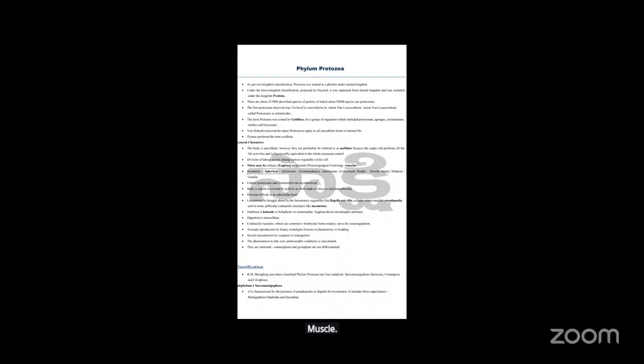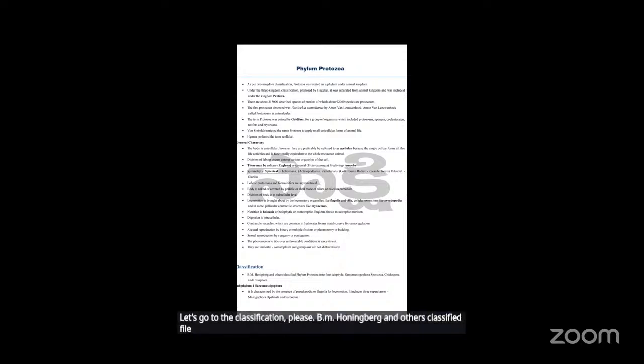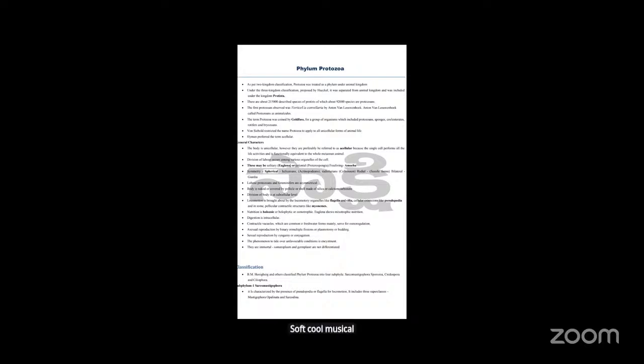Okay. Let's go to their classification, please. B.M. Honigberg and others classified phylum Protozoa into 4 subphyla: Sarcomastigophora, Sporozoa, Cnidospora, and Ciliophora. I think this is divided based on their form of locomotion, actually. But let's dive into it.